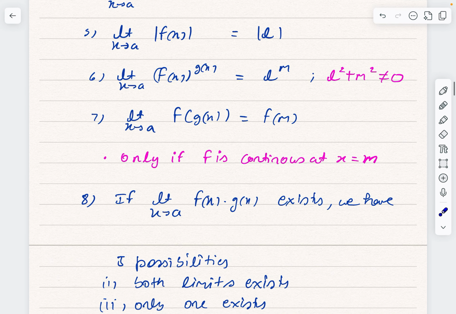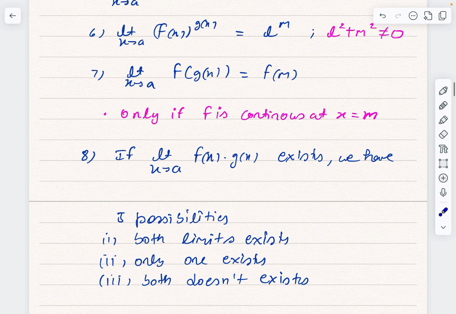Next, now this eighth point is important. Now we are doing the reverse. They say if the limit as x tends to a of f(x) into g(x) exists. It is given that there are two functions; if you multiply them and take the limit, it exists. What can we say about the individual functions? Will the limit as x tends to a of f(x) and the limit as x tends to a of g(x) exist independently or not?